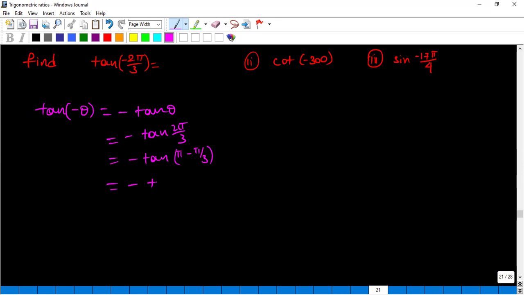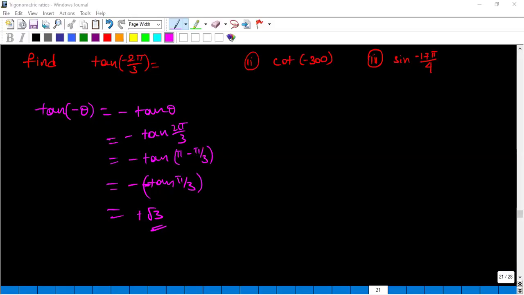So minus tan pi by 3. Tan pi by 3 is how much? We know that pi by 3 means 60 degrees. Tan 60 is nothing but root 3. So minus into minus will become plus root 3. Yeah, this is how we will find out. We need to think and we need to find the answer.